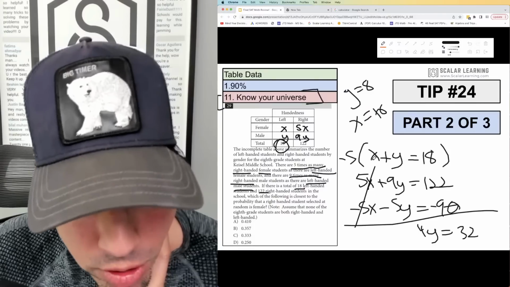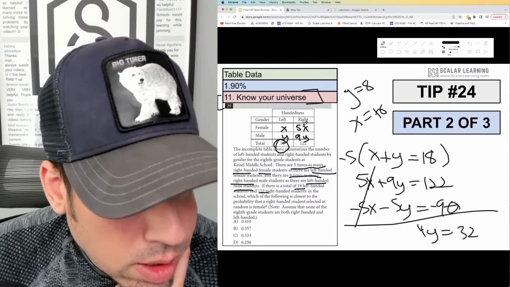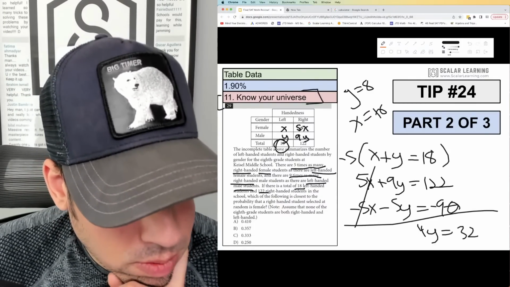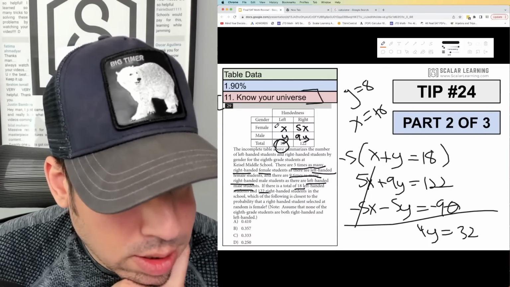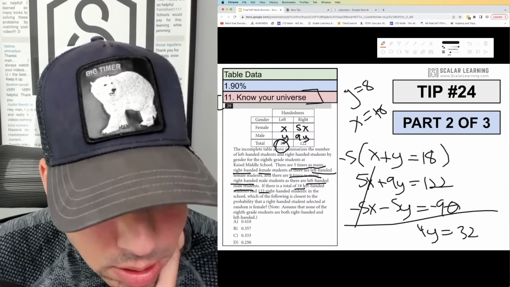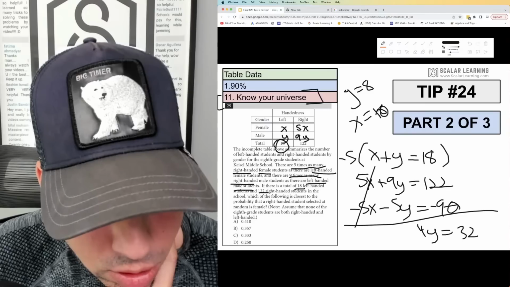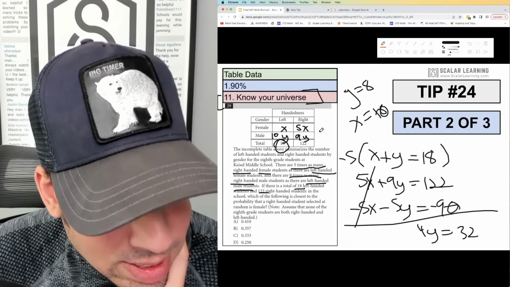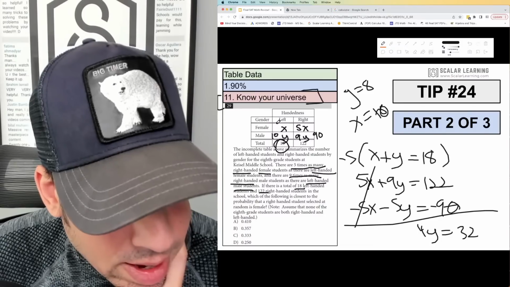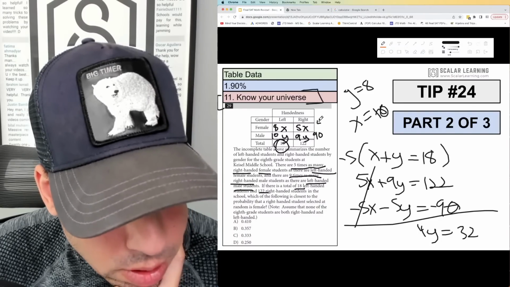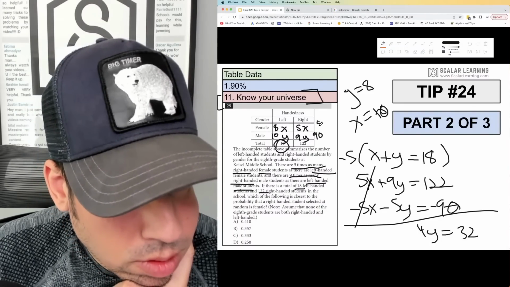Coming back to this equation, 10 plus 8 is 18. And so now I know these values. I know that this is, what did I say? Is that 10? Can't even read it. Yeah, it's a 10. Sorry. This is 10. This is 90. This is 8. And this is 40. Sorry. What is this?